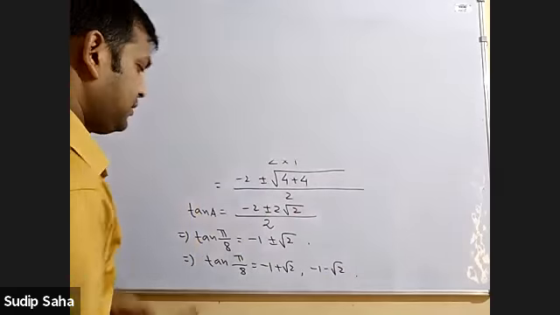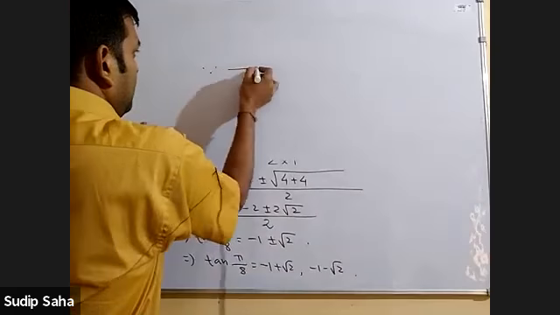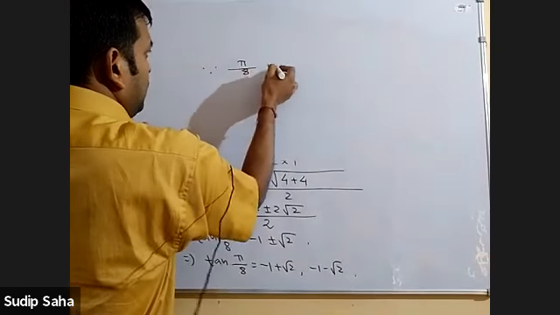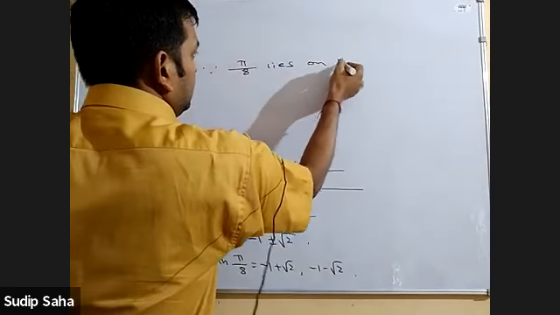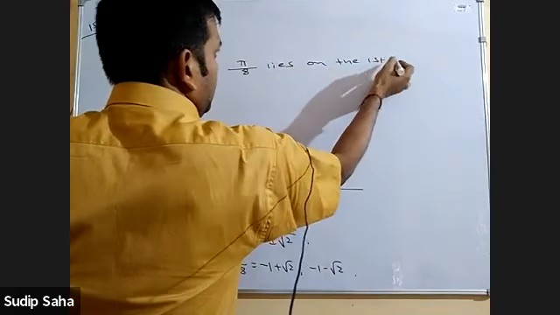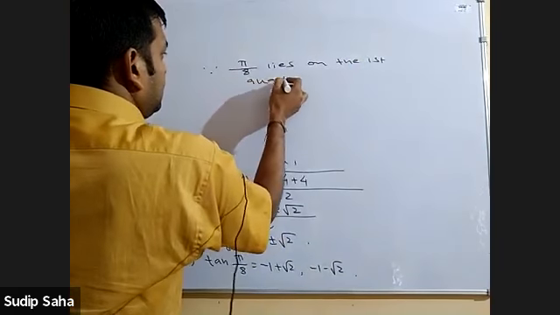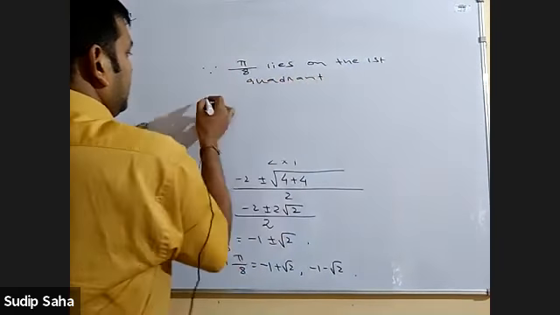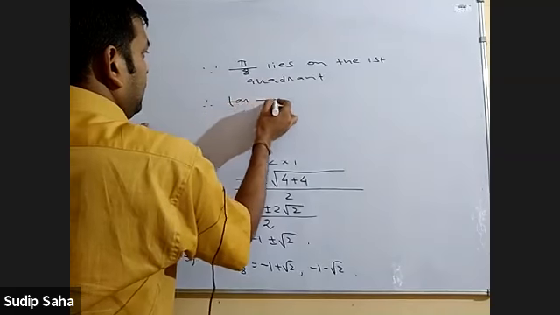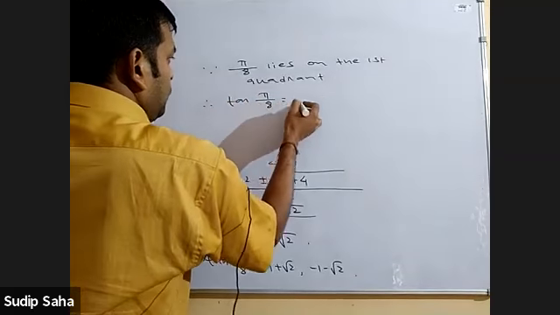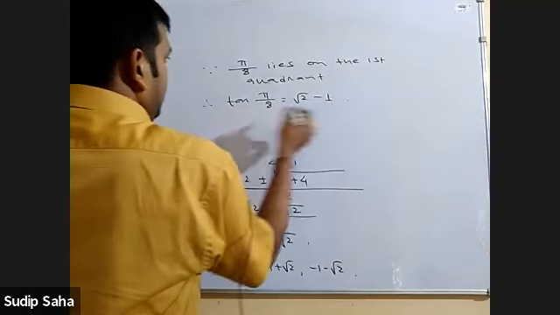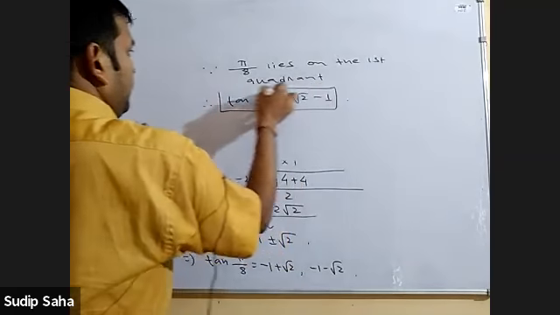So write, since pi by 8 lies in the first quadrant, therefore tan pi by 8 is root 2 minus 1. My dear, your observation should be very good, okay?